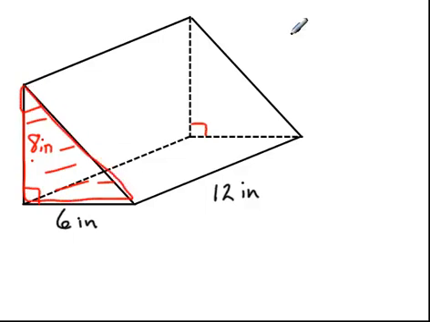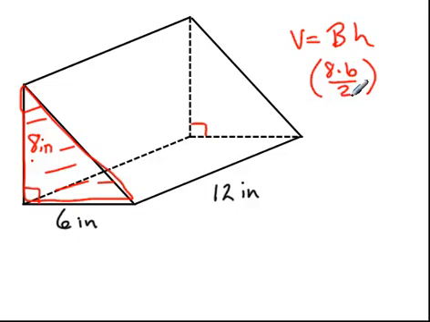So we're still going to find volume the same way. Volume equals area of the base times the height. And we have to use our formula for the area of a triangle. Now remember, recall that the area of a triangle is base times its height divided by 2. So base times height divided by 2. And then we're simply going to multiply that times the height of the prism, which is 12.